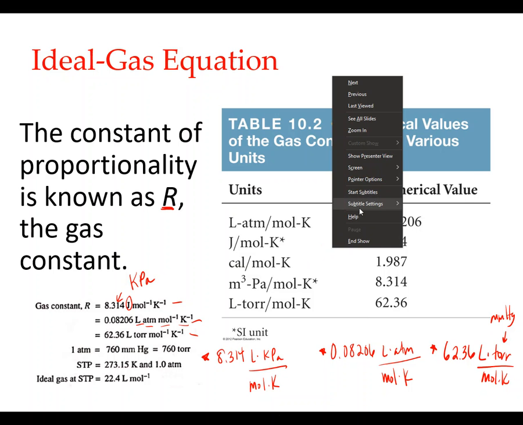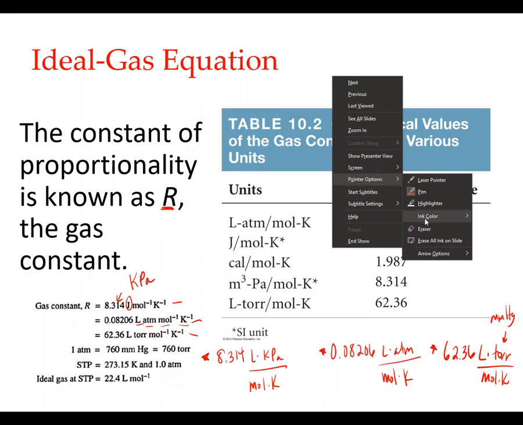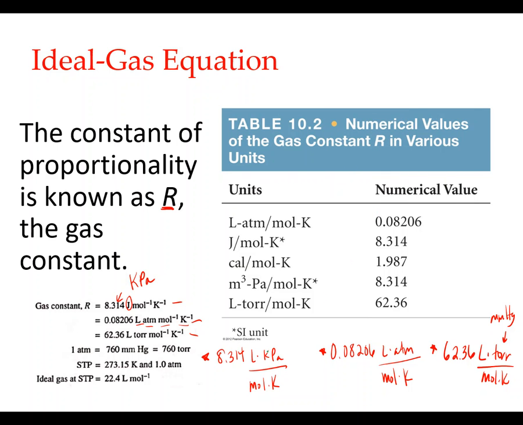They all have moles, they all have Kelvin, and they all have the volume. What you should see here, different pressures. And because they have different pressures, you have to gauge which one to use based off of the pressure in the problem. So look at what unit of pressure they're using in the problem so you know which one of the R values you should use.